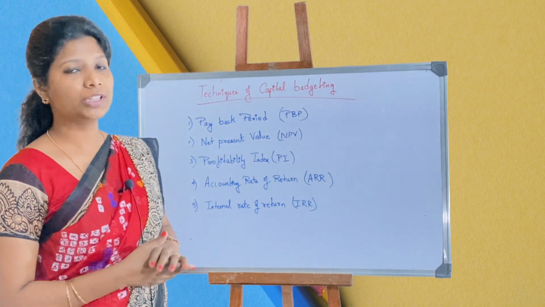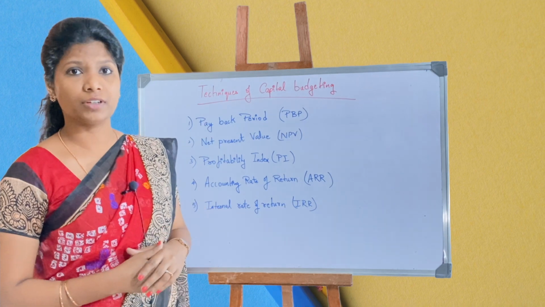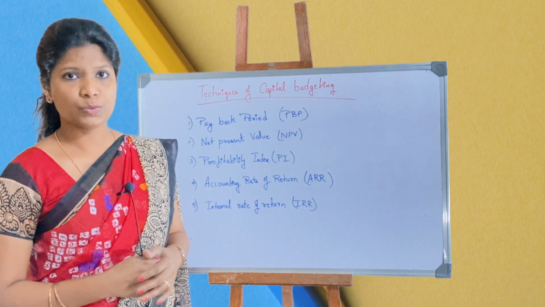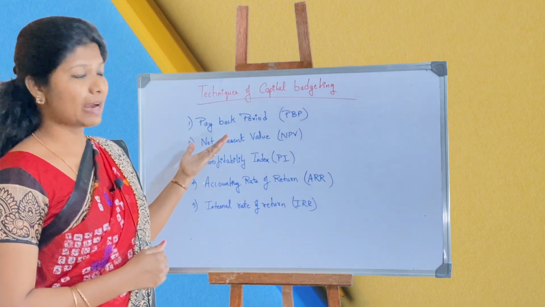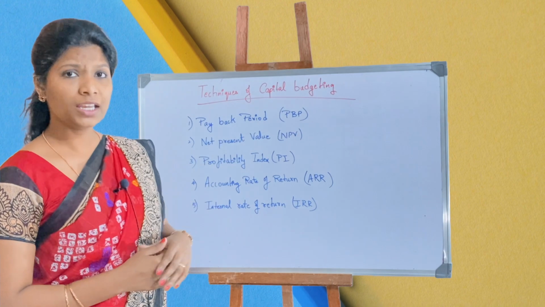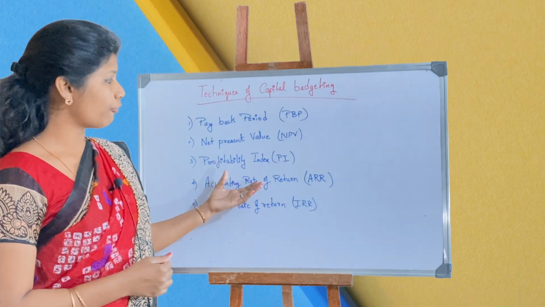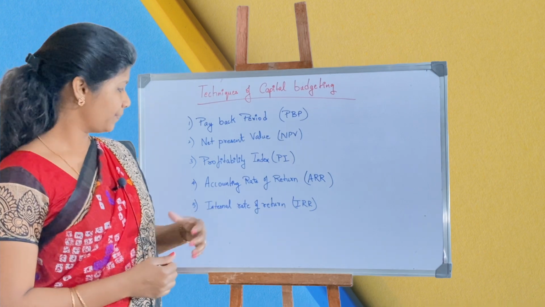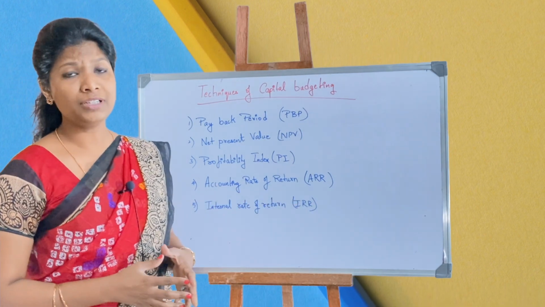Now we'll be moving on to the techniques of capital budgeting. So in this chapter, under the topic of investment decisions, we have 5 different techniques to learn in detail, starting with payback period. In short, it's called PBP, net present value, that is NPV, profitability index, PI, accounting rate of return, ARR, and internal rate of return, IRR.